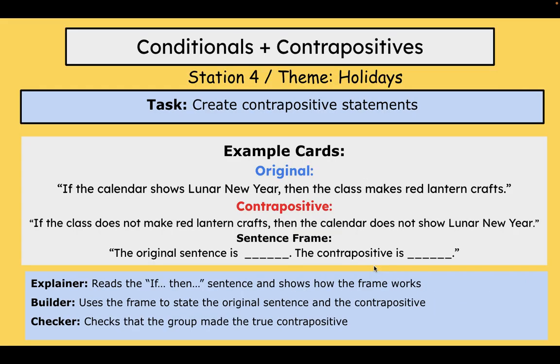The final station introduces conditional statements and contrapositives. Students start with an if-then statement and work together to create its contrapositive while also seeing why reversing the statement doesn't preserve the logic. The explainer reads the conditional, the builder uses the sentence frame to create the contrapositive, and the checker confirms that the logic is still intact. And even though this is a more challenging concept, the visual sentence frames and group roles should make it more approachable for elementary learners.